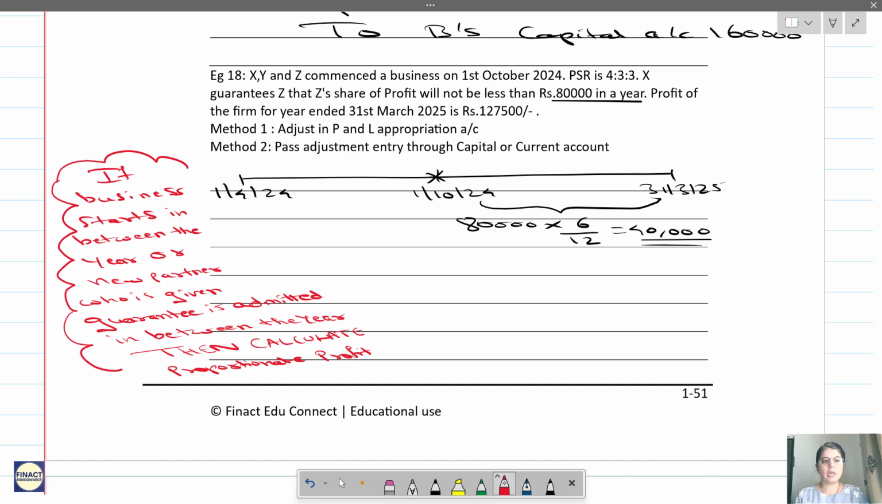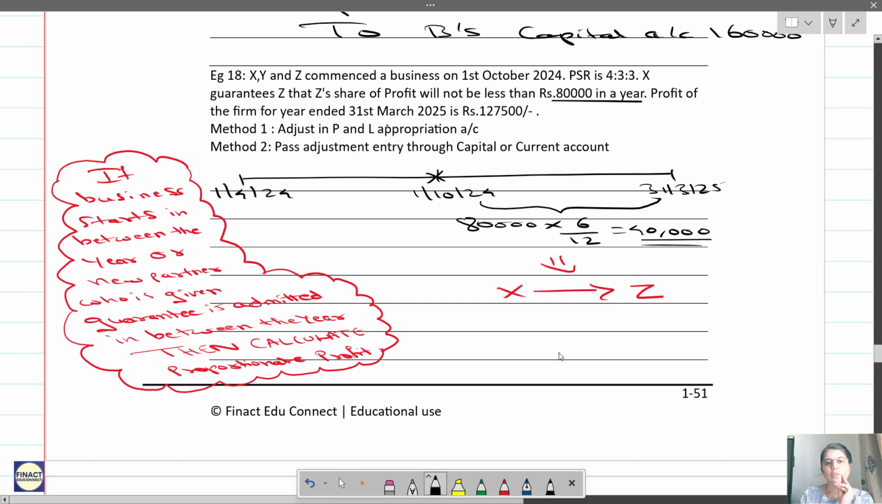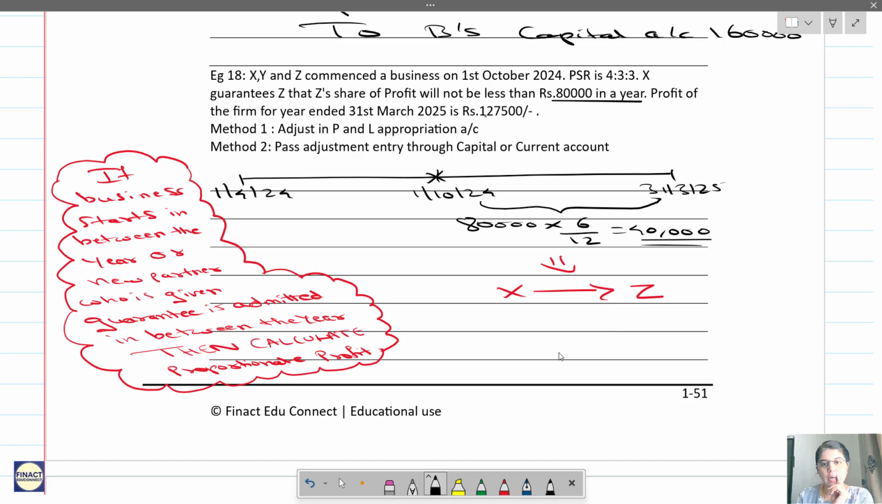So if the business has started, see, business was not there for the entire year and the guarantee given is 80,000 for the entire year, but business was not there for the entire year. So we have to calculate it proportionately, that is for 6 months, and this guarantee is given by whom? X guarantees Z. So this guarantee is given by X to Z. Did you understand this? Now, the profit of the firm for the year ended is 1,27,500, and their profit sharing ratio is 4:3:3. So let us calculate.